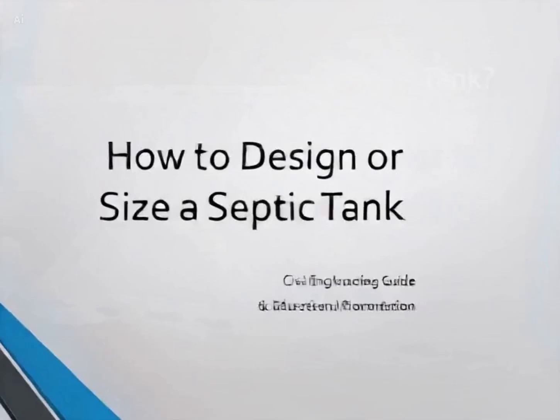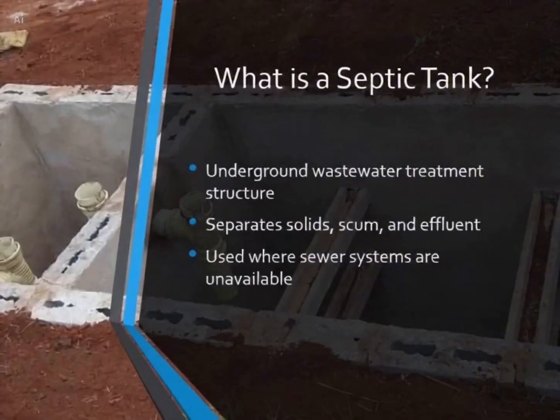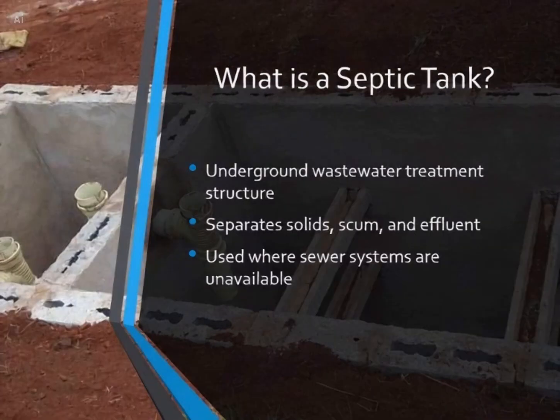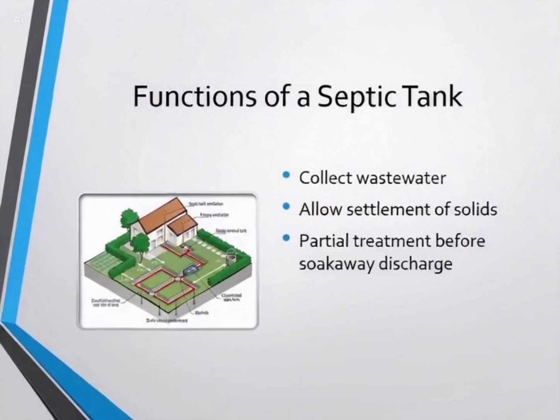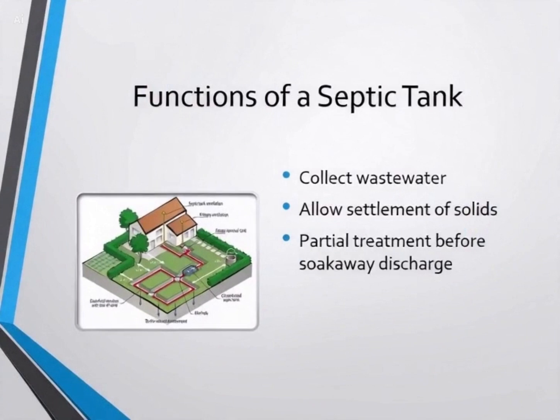Let's get started. What is a septic tank? A septic tank is an underground wastewater treatment structure commonly used in areas without centralized sewer systems. Its purpose is to collect wastewater, separate solids from liquids, and allow partial treatment before discharge into a soakaway or drainage field. A tank usually receives toilet waste, bathroom wastewater, and kitchen wastewater. The tank is not to receive chemicals such as paint or oils.